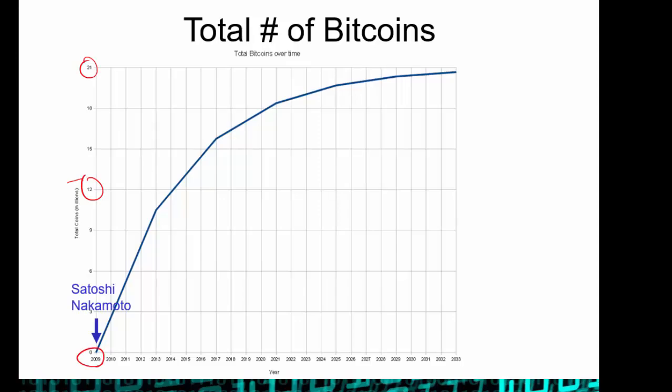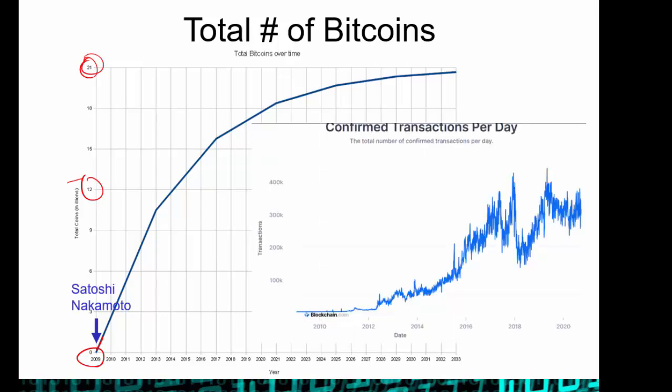And because they're being generated each time people verify a transaction, this is going to increase, and actually going to level off around 2035. They estimate there'll be about 22 million Bitcoins. And it's actually slowly decreasing with time. And at some point, there'll be no more creation of new Bitcoins.